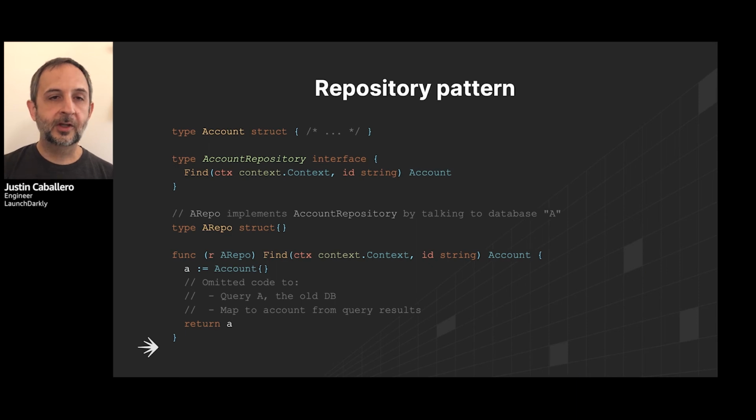So let's say we've designed our application so that our data access is hidden behind an interface. So let's say we have an idea of an account and an account repository with a find method on it that looks up accounts in the database. If you're familiar with domain-driven design, you might have seen this pattern. And we've implemented this repository for our old database. We'll call that database A. So we have an A repo that does some database query and it gives you back an account.